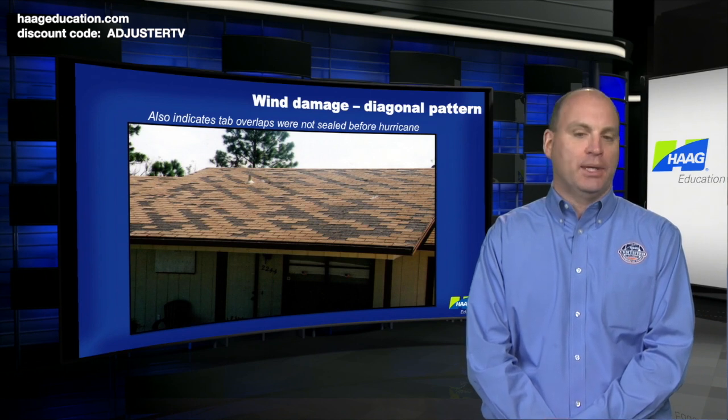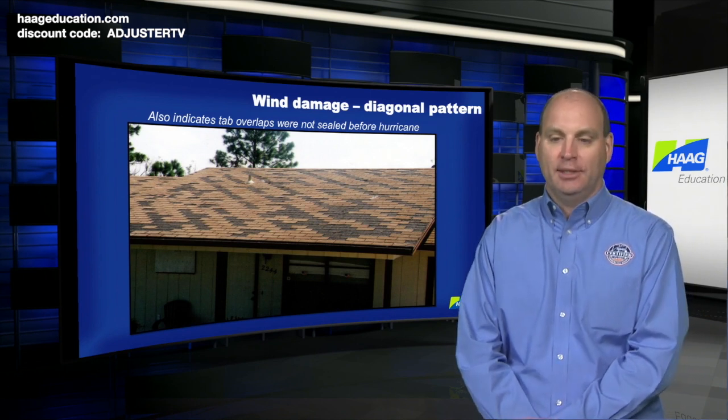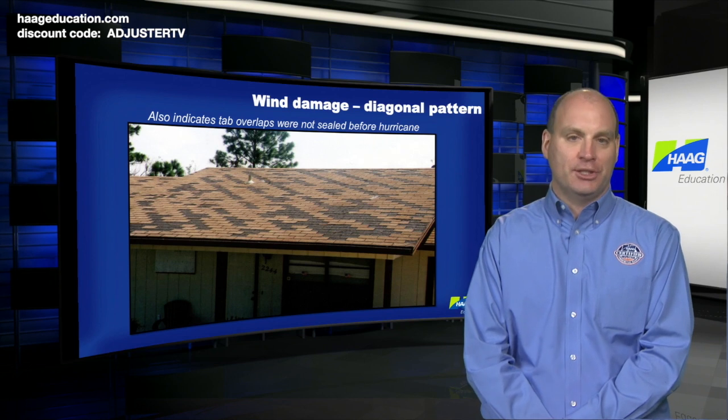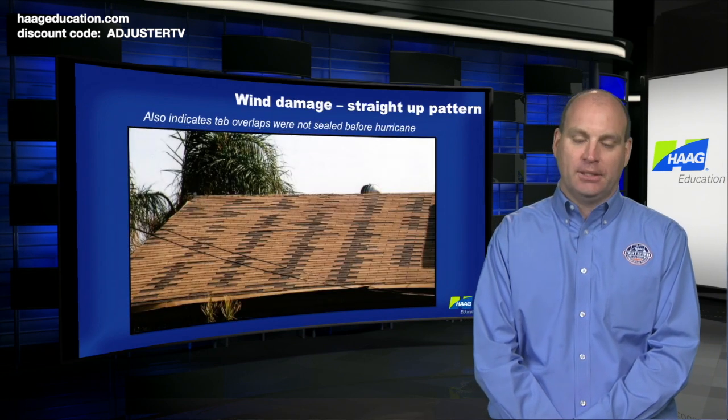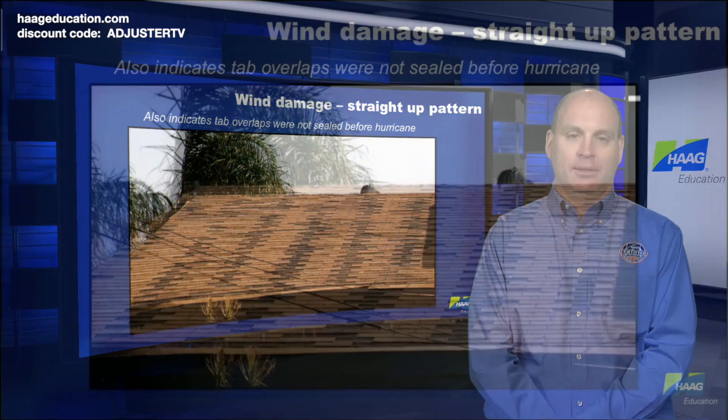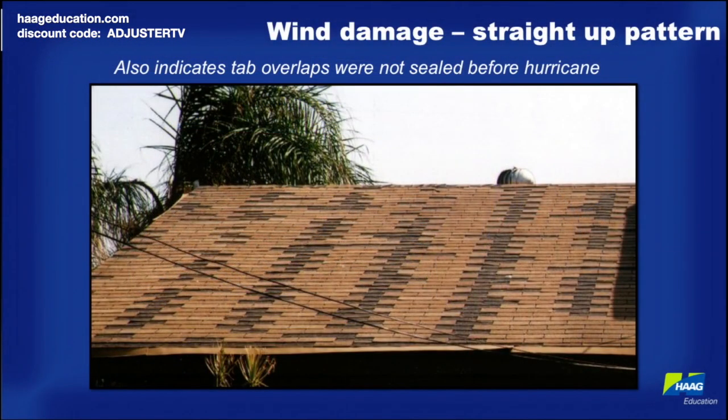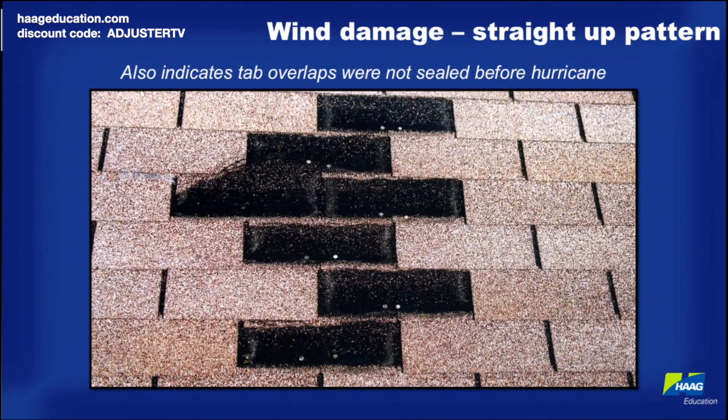So tab overlaps were not sealed before. In this case it was a hurricane, and we're seeing damage in the pattern of installation. And another racked installation pattern of damage. So straight up pattern, very recent. Tabs hadn't been sealed before the hurricane hit. And sometimes the tabs just aren't sealed when they're installed, and sometimes they unseal over time. We'll talk about unsealed tabs coming up.